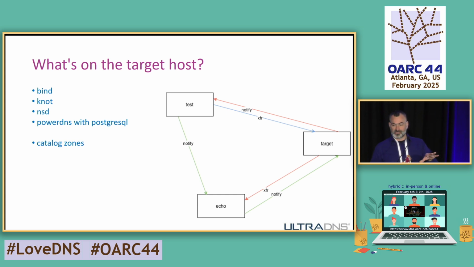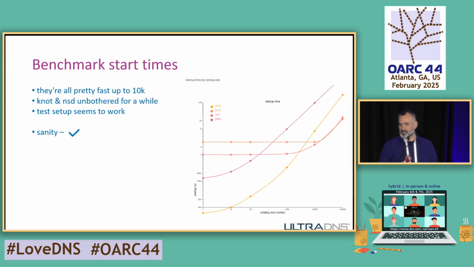The target host itself, I tried this with BIND, NSD, and Knot. I also tried it with PowerDNS with a Postgres backend. That's going to obviously behave quite a bit differently, and it's kind of weird to have a zone transfer in and out on a PowerDNS server, but I like the software. I've used it for a bunch of stuff, and it's pretty convenient. So yeah, the test itself does zone transfers in and out, and it kind of goes around the circle.